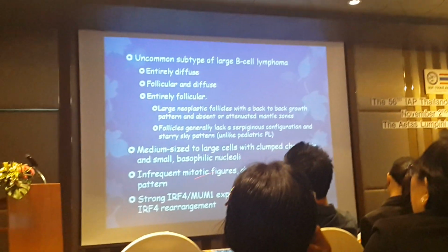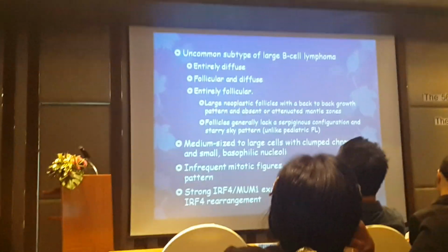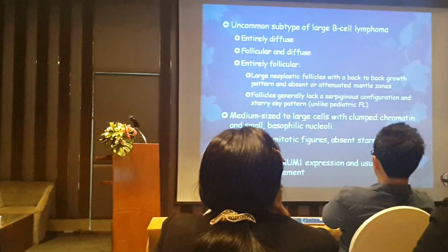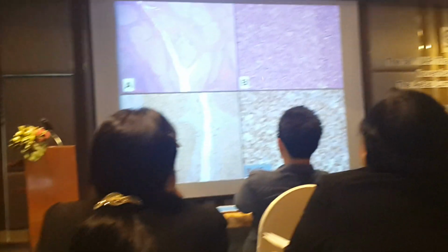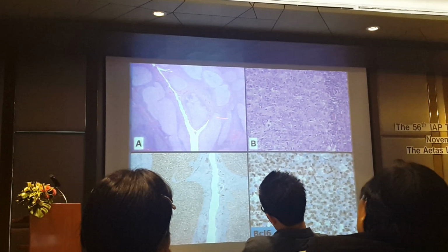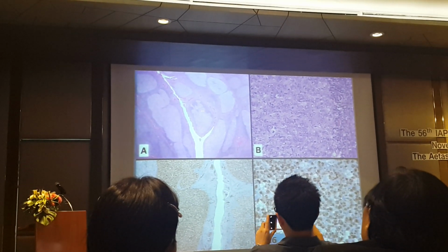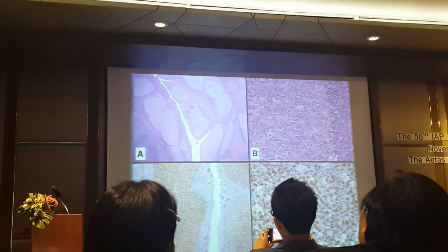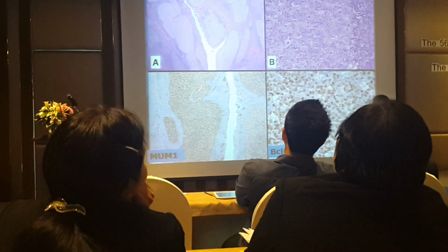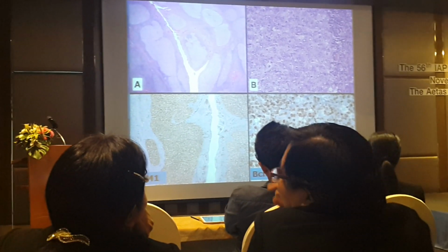The important thing, of course, about this disorder is that they are defined by this rearrangement of IRF4, which results in very strong MUM1 expression. This picture is taken showing the similar appearance from the literature. You can see these follicular structures, which in the past we probably might have called pediatric follicular lymphoma. And here you can see the very strong expression of MUM1.